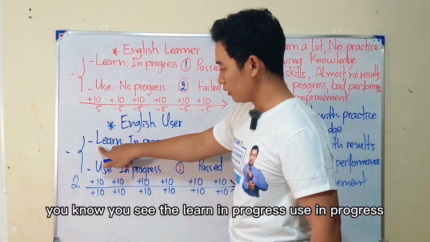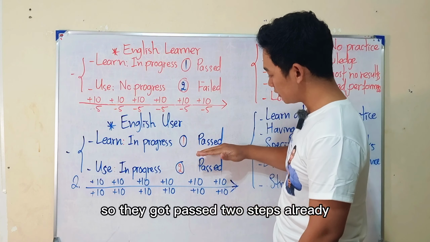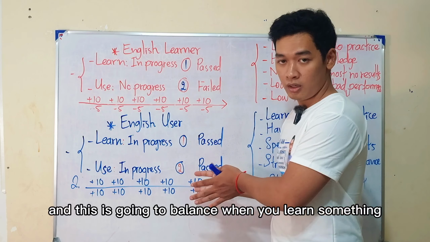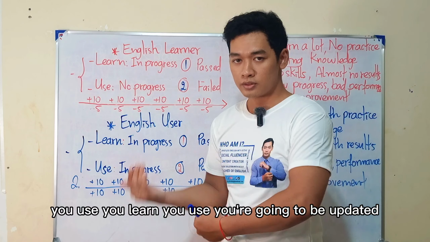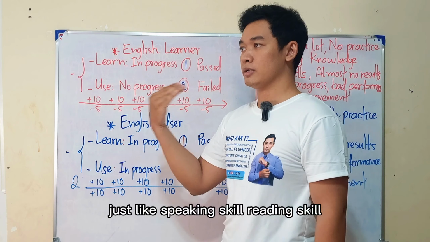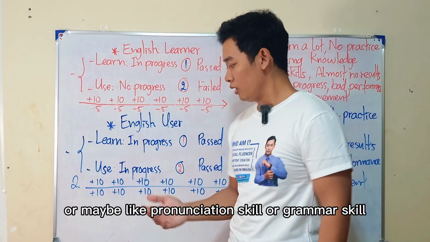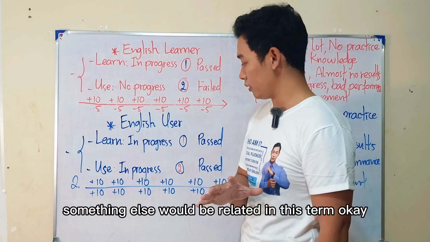You see the learn in progress, use in progress. So they got past two steps already, and this is going to balance. When you learn something, you use, you learn, you use, you're going to be updated. You try to be improving more on your English, like speaking skill, reading skill, pronunciation skill, or grammar skill, something else related in this term, okay?